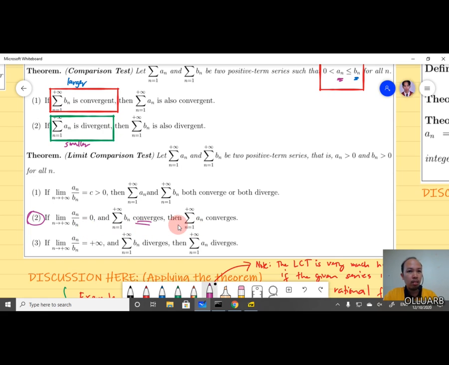Even if you use theorem number 3, you notice that the limit must be positive infinity. If you choose your b sub n to be convergent and the limit is positive infinity, then you cannot use this theorem.